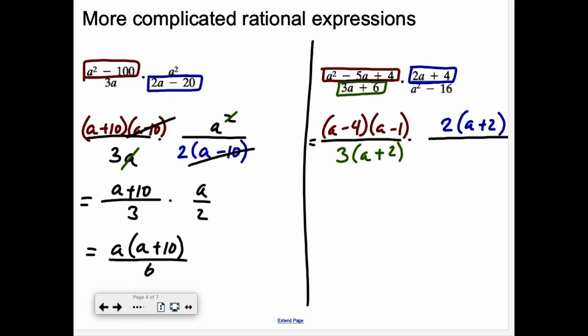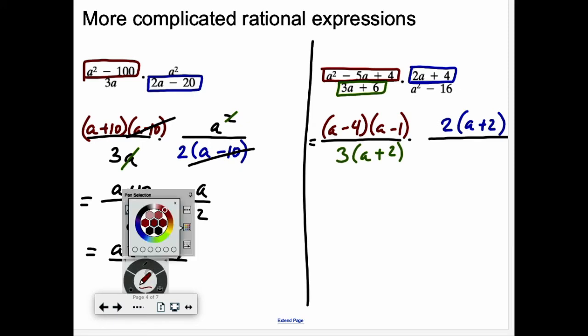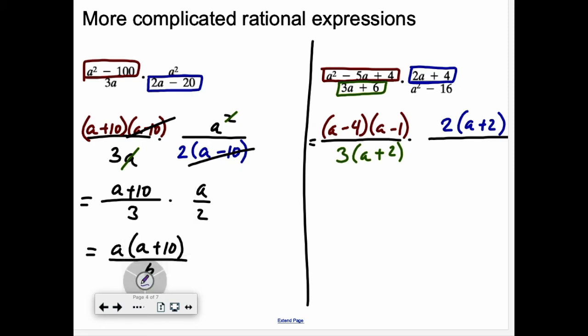And then this bottom one, well, let's do it in a different color. Why not? Purple sounds good to me. This bottom one is a difference of perfect squares. So it's A plus 4, A minus 4. I guess we call that a lilac. It's nice. Goodbye, lilac. So now we just need to cancel some things out.